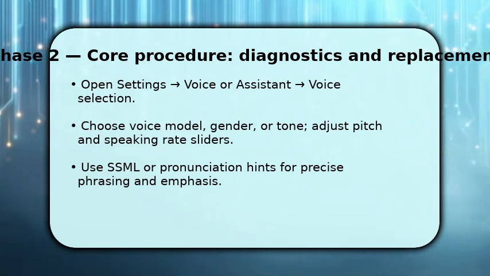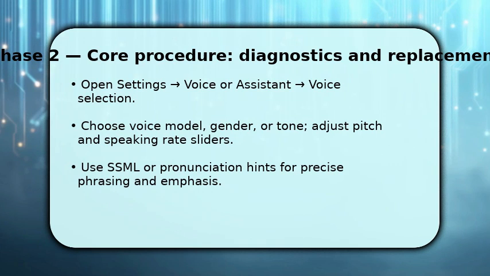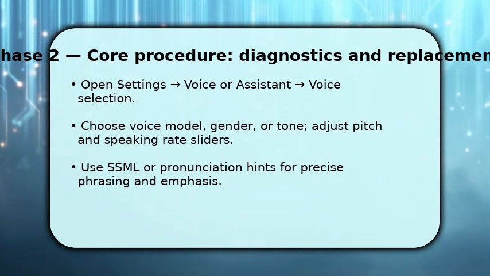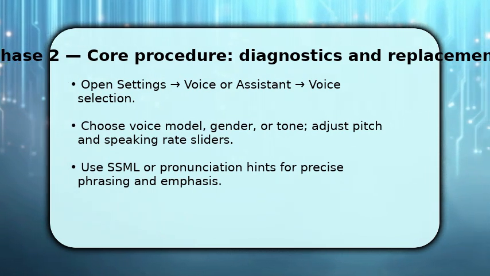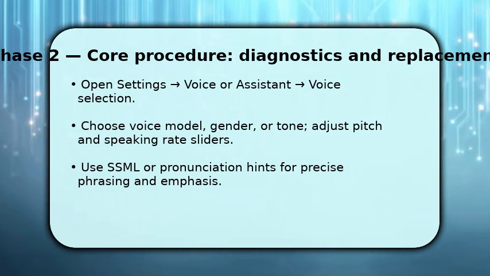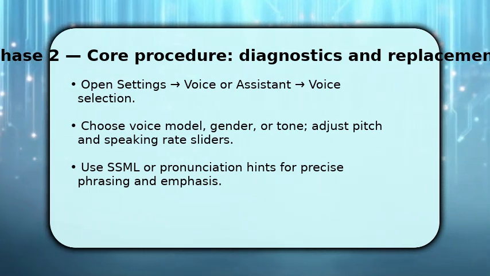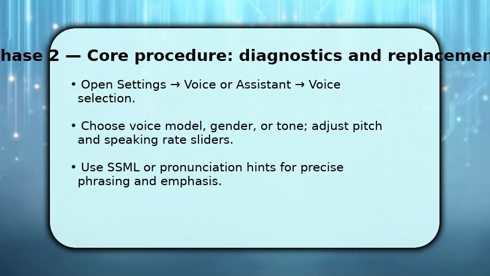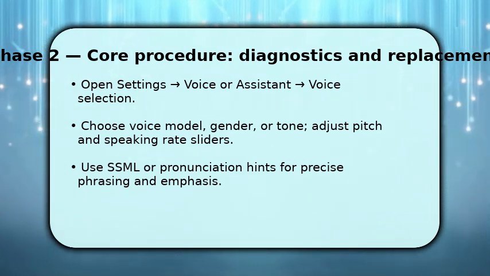Next, customize pitch and speaking rate with the sliders. Small changes produce natural results, so adjust in 5%, 10% increments. If you need precise phrasing, enter SSML or add pronunciation hints. This allows control over pauses, emphasis, and phonetic spelling. After customizing, press the preview button to hear the changes and iterate until the voice sounds right.